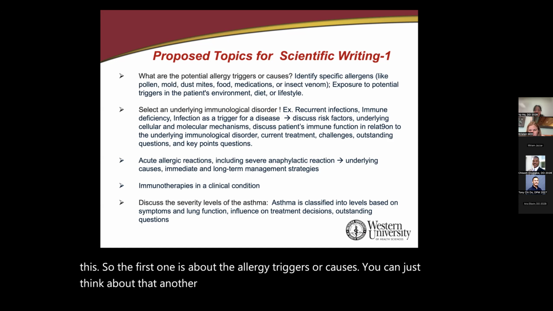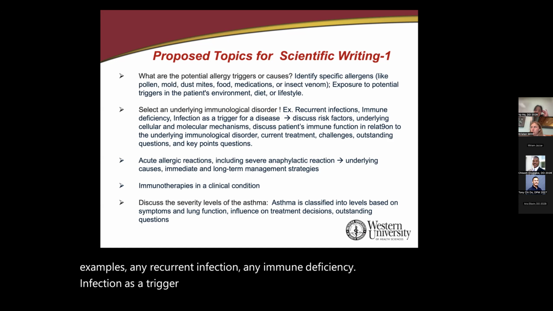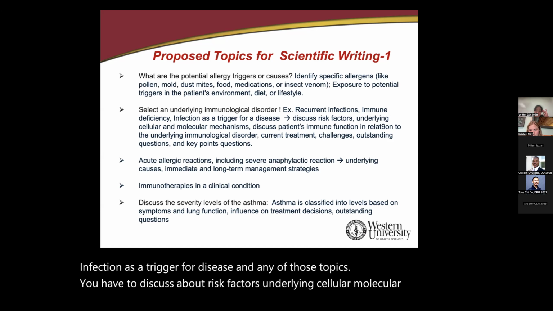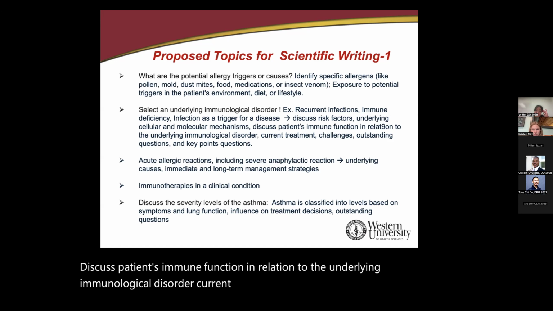Another one is any underlying immunological disorder. Examples include any recurrent infection, any immune deficiency, or infection as a trigger for disease. For any of those topics, you have to discuss risk factors, the underlying cellular and molecular mechanism, the patient's immune function in relation to the underlying immunological disorder, current treatment, challenges, outstanding questions, and key points.